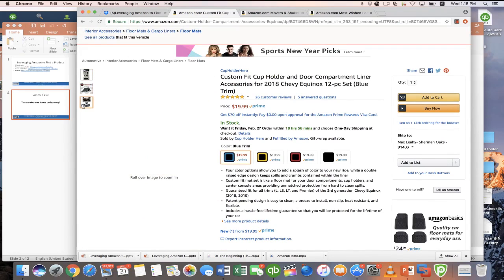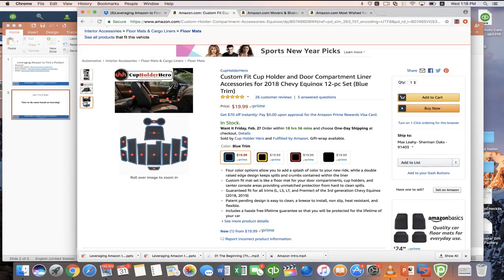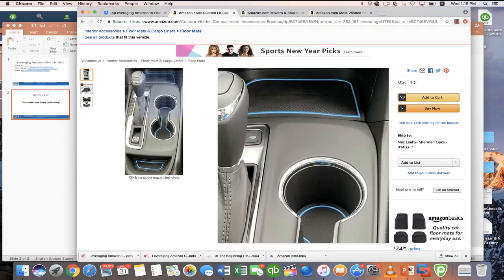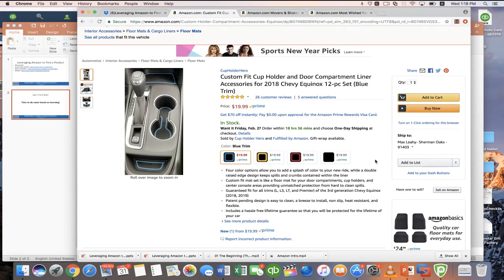But this, I mean, isn't a great listing either. You could definitely improve on this listing. It's only got 3 pictures, and this is kind of far away. The main picture is nice, but patent pending design, but you could change it up so it's not patent pending.